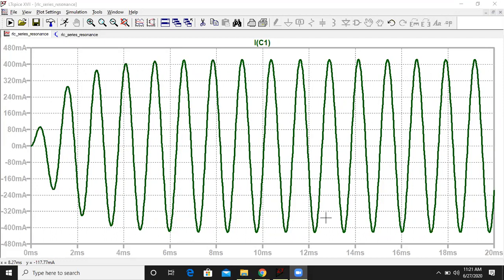Hello, am I audible? Sir, can you repeat that measurement thing? How to plot? Are you getting this plot properly? Yes, ma'am. Yes, sir.